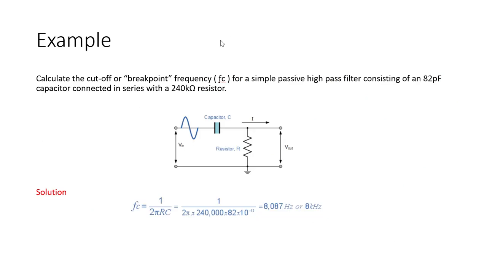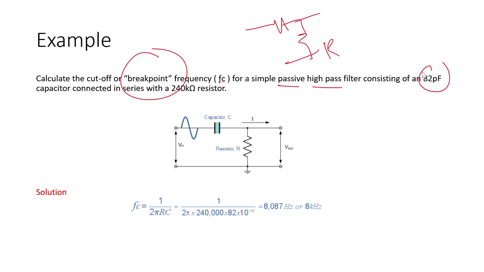Let's study an example on this Fc. Calculate the cutoff breakpoint frequency. Cutoff frequency is also known as breakpoint frequency, so remember this. This is for a simple passive high pass filter. Passive means that there will be no positive gain. High pass means that we will take output from the resistance. Consider that an 82 picofarad capacitance is introduced in series with a 240k ohm resistance.